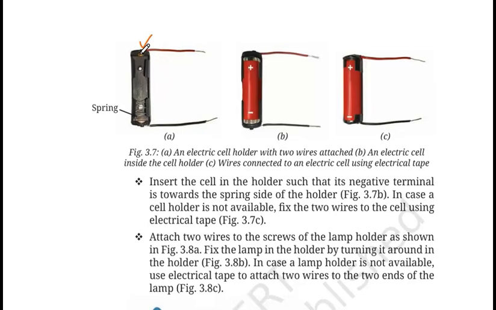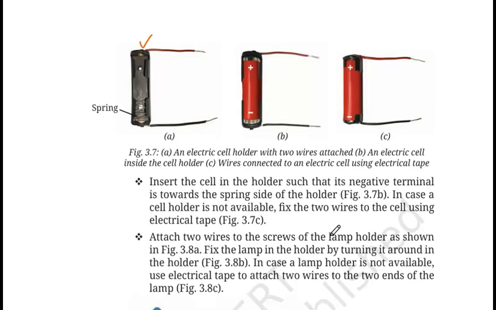So what do we do? We connect the wires to the terminals of the cell. Now insert the cell in the holder such that its negative terminal is towards the spring side of the holder. As I told you, the negative terminal will go to the spring side and the positive terminal will go to the disc side, that is the other side. So fix two wires to the cell using electric tape. Now you fix the two wires using an electric tape.